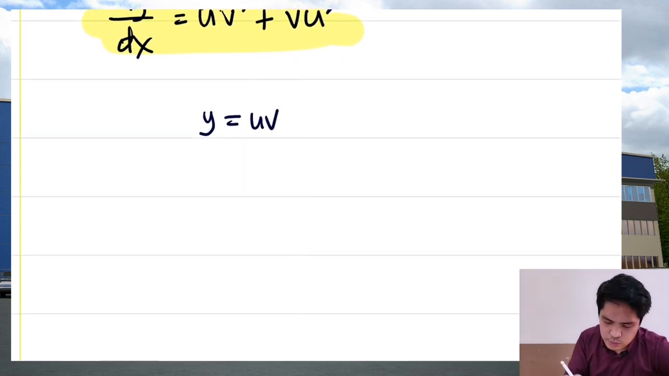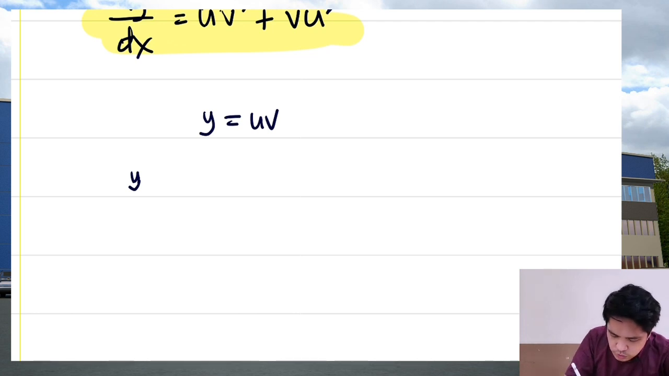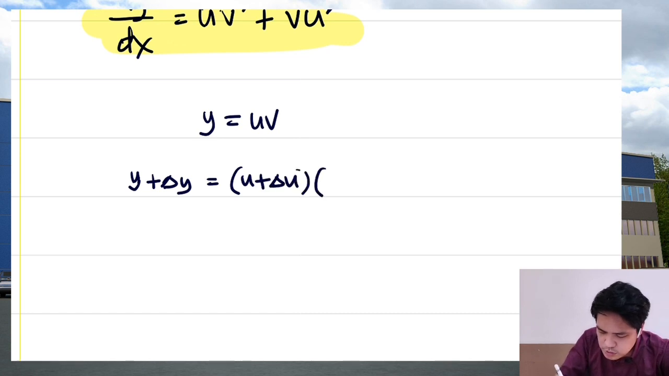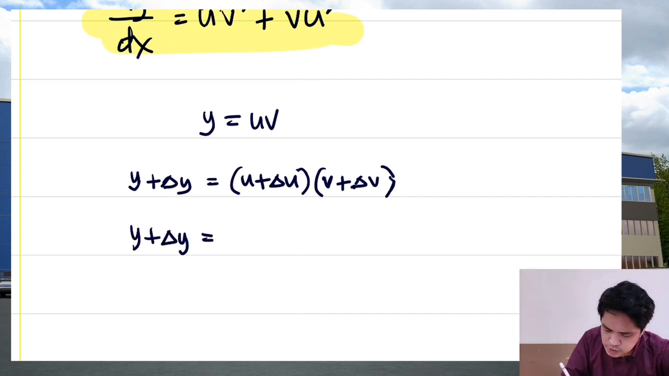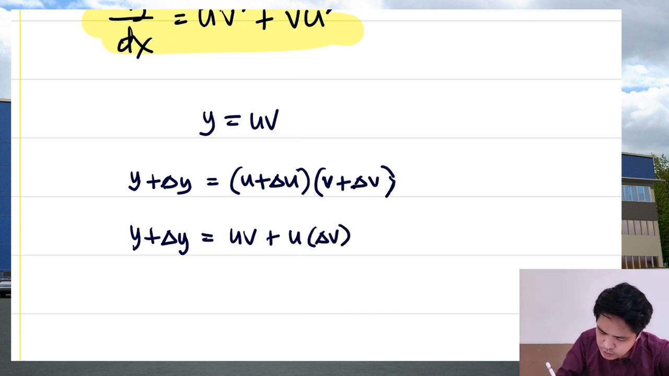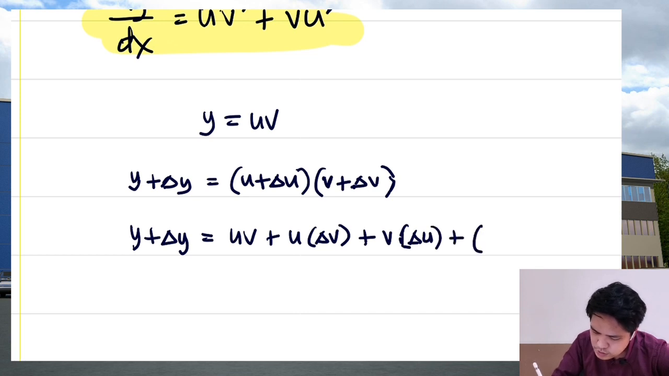But kung halimbawa gamitin natin, that would become like this. So we'll introduce a change in y and a change also in the functions u and v. So y plus delta y is equal to u plus delta u times v plus delta v. Okay? So by multiplication of binomials, it would become uv plus u delta v plus v delta u plus delta u times delta v.